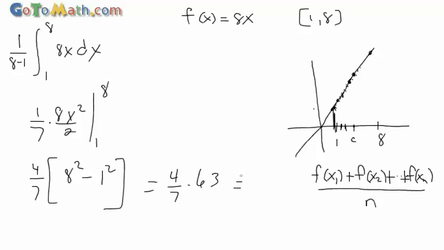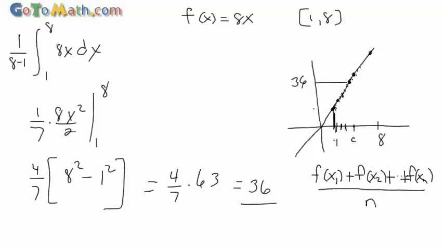4/7 of 63, let's see. Yeah, sure, that simplifies down, doesn't it? It's 36, obviously. Should have known, right? 9 times 4 is 36. Hey, look, if you just reverse 63, you get 36. Okay, that's a coincidence. Anyway, so 36 is somewhere up in here, probably about right here, I guess.